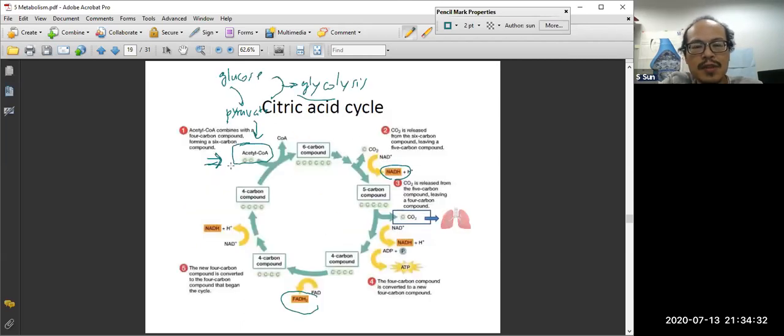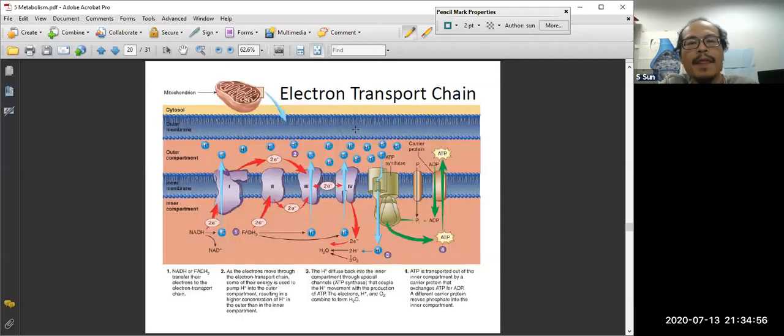So we mentioned this one. Acetyl CoA is the molecule needed in order to go through this machine to produce the NADH and the FADH2. Where is this citric acid cycle conducted? The matrix space in the mitochondria. So we already talked about that.